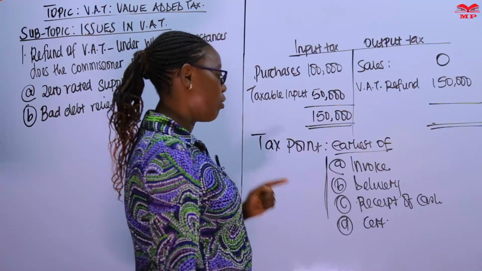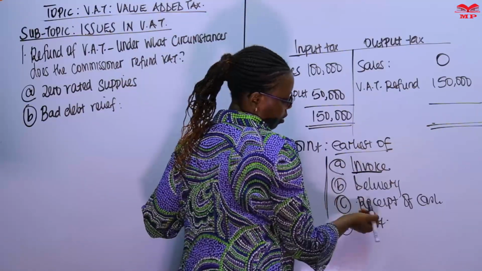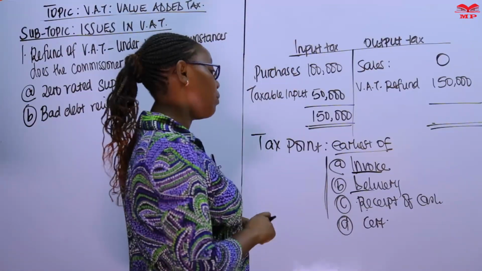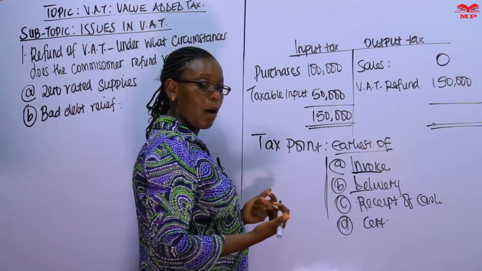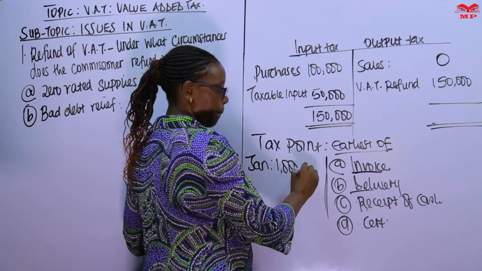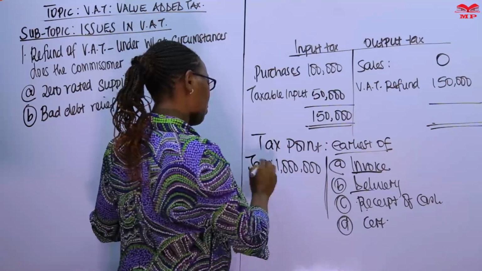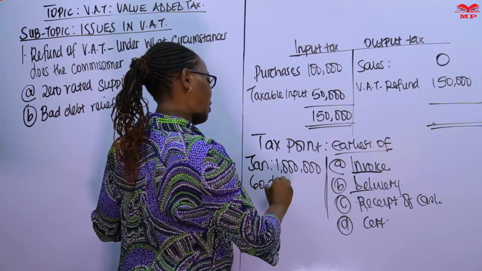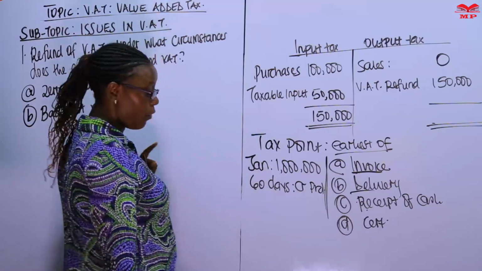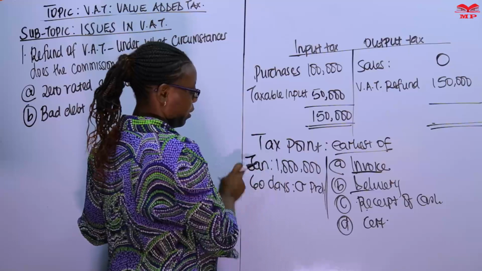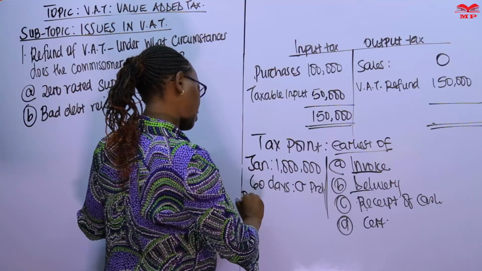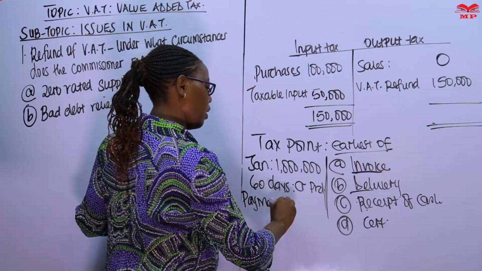Now, when you're selling on credit, invoice and delivery precede the receipt of cash, because you're going to receive cash much later. So it means, according to our tax point, if, for example, in January, we are selling goods worth 1 million, and the terms are that you're going to be paid in 60 days, that is the credit period, then, holding everything constant, let's assume this is the beginning of January, and so we'll get this in March. So the payment shall be received in March.